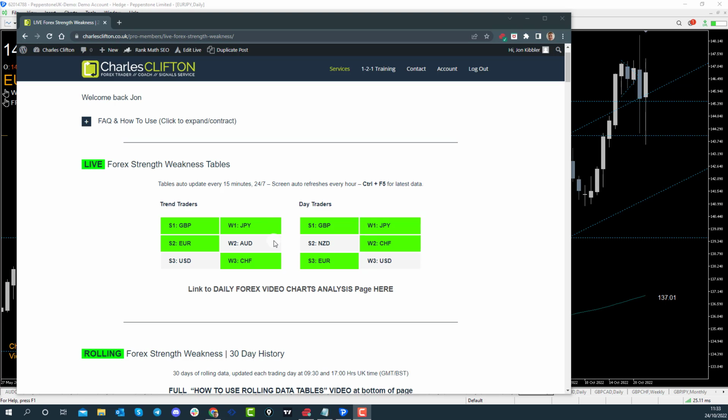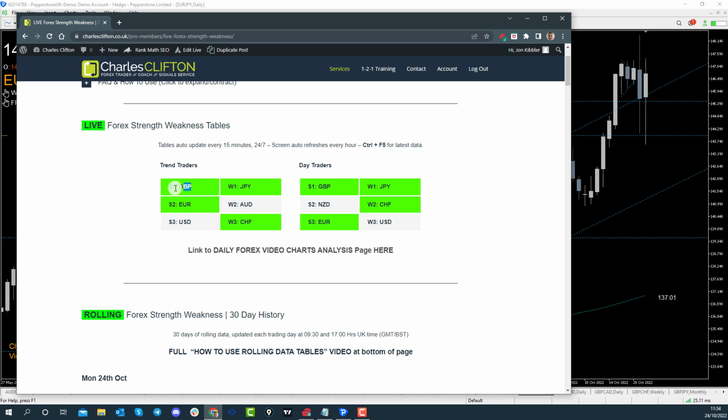looking at the videos. You can see here though that the US dollar is highlighted twice on the Trend Traders and on the Day Traders, but it's not highlighted in green. That's because it is on two different sides of the table. So you can see we're on S3 on the Trend Traders and W3 on the Day Traders. So because there's no confluence there, the currency is not highlighted. We can see here that the tables auto update every 15 minutes 24/7. So wherever you are, you can access these tables and get an update of the strength and weakness in the markets. So what are the live Forex strength and weakness tables showing us today?